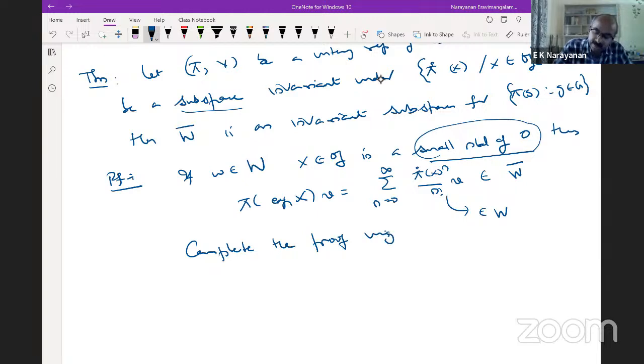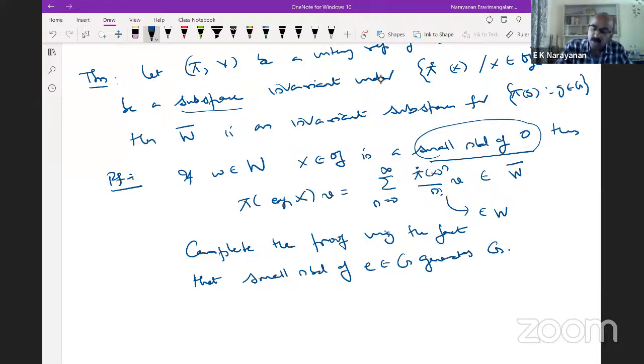So complete the proof using the fact that a small neighborhood of the identity in G generates G. Right? That's true for any connected topological group. Okay. So that gives us a one-way direction. So this is only going from UGC module invariant subspaces to invariant subspaces for G, right? We'll give a one-one correspondence between those two, but not with analytic vectors, with k finite.